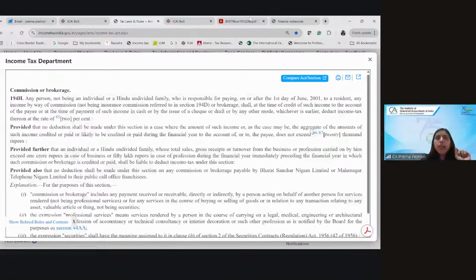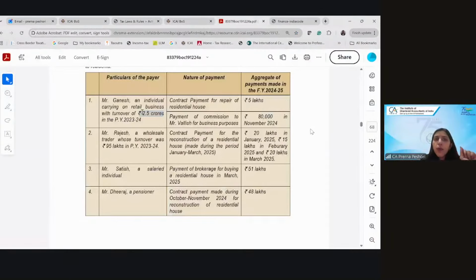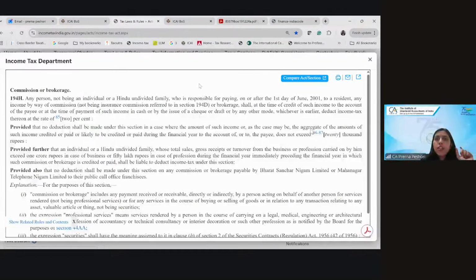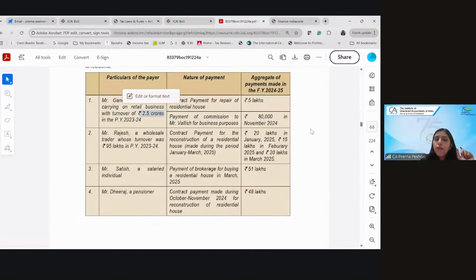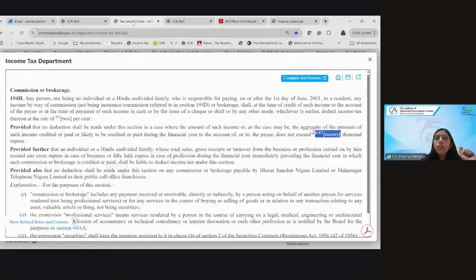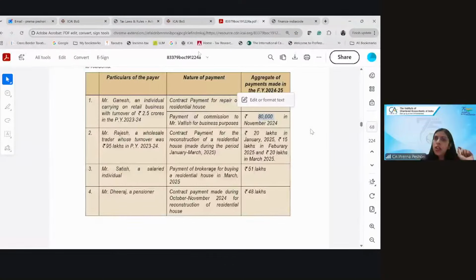Now here, my turnover is more than 2.1 crore, which is 2.5 crore for the preceding financial year. For 194H, the threshold is 20,000, and this is more than 20,000 also. So in that case, there will be TDS at the rate of how much? 2%. 2% under 194H. Are we clear? Yes, ma'am.